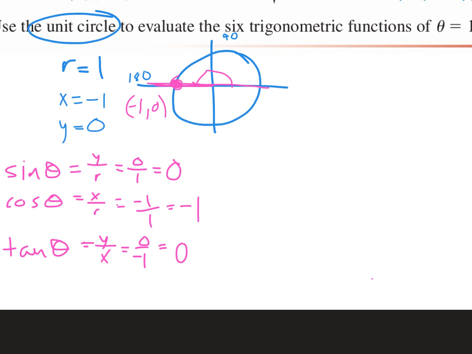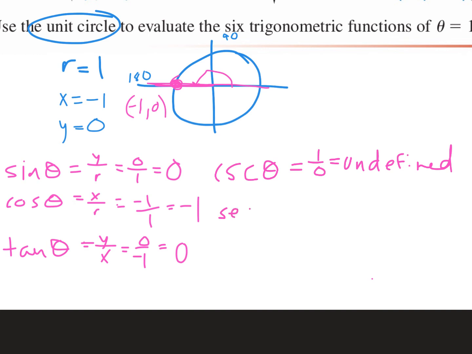Now we have our reciprocals, so next is cosecant. So cosecant theta is the flip of sine. So instead of 0 over 1, we have 1 over 0. What does 1 over 0 simplify to? Undefined. We have 0 in our denominator, so this is undefined.